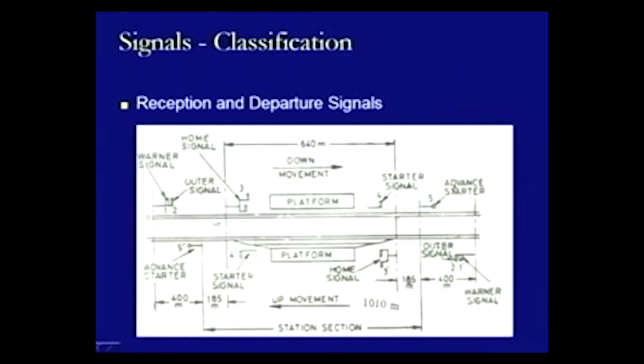Then when we move in the forward direction, that is the down movement on this line, as soon as we reach the station limit section, at that particular location we have another signal, and that signal is termed the home signal. Now, in this case, if we have a single line, then we will have a single home signal at this location, and if we have more lines, then we will have more signals as being shown here.